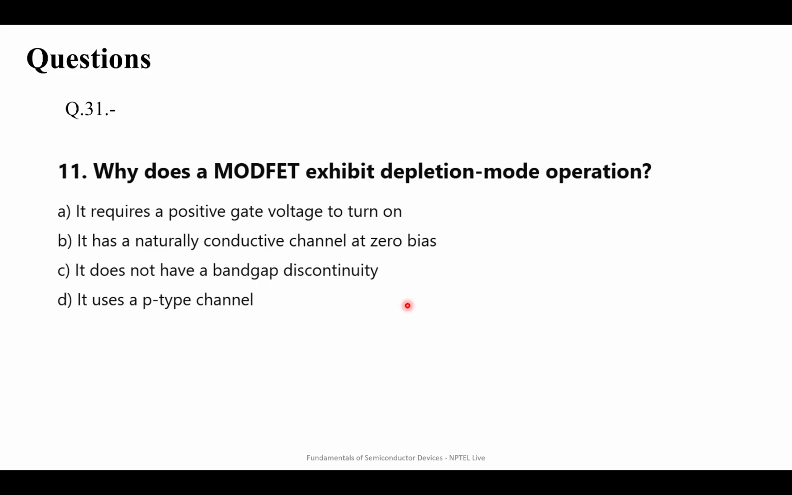Why does a MODFET exhibit depletion mode operation? It requires a positive gate voltage to turn on. It has a naturally conductive channel at zero bias. It does not have a band gap discontinuity. It uses a P-type channel. B, sir, option B.